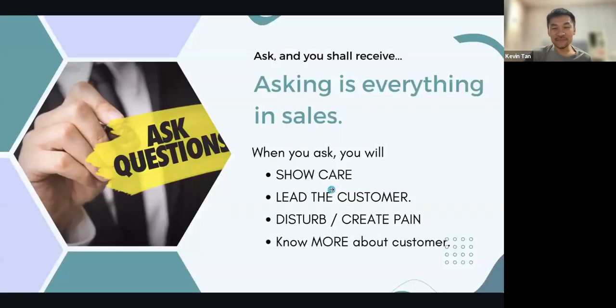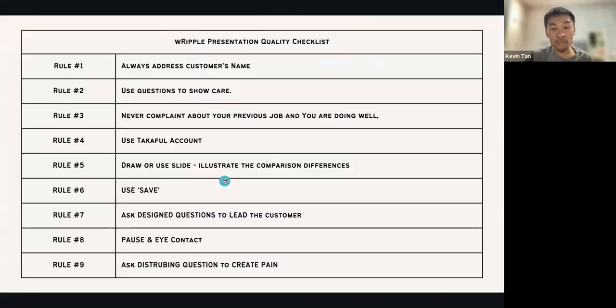Okay, so we learned about asking, show care, lead the customers, can disturb and create pain, and also we'll know more about them. So the 9 rules. I will share the slide later, and also the link for what we went through tonight that is recorded.